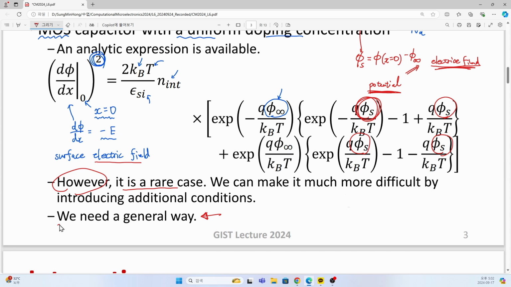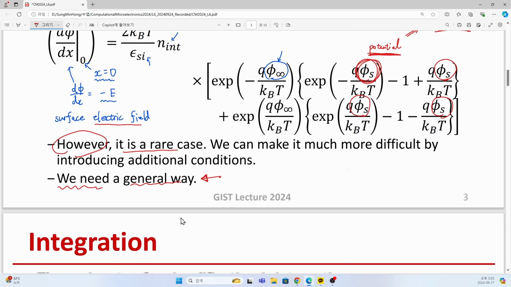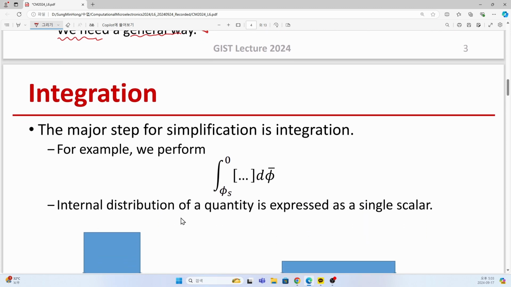Therefore, we need a general way to solve a general equation. It should not be restricted by constant doping concentration or by simplicity or symmetry of our geometry. Instead, we wanted to solve any problem, although we must provide certain computational effort. However, we wanted to make a general way. So that will be discussed in today's lecture.